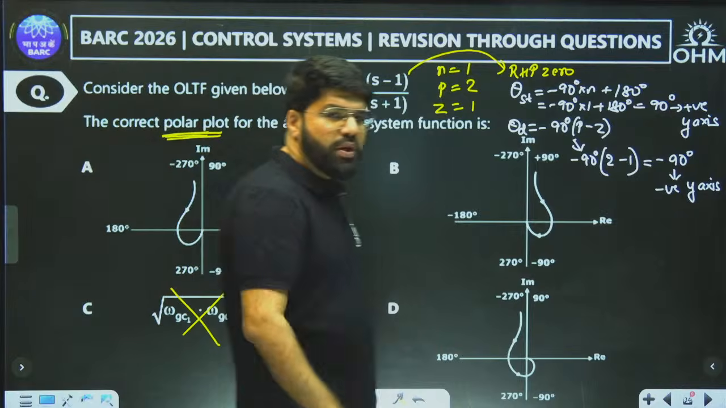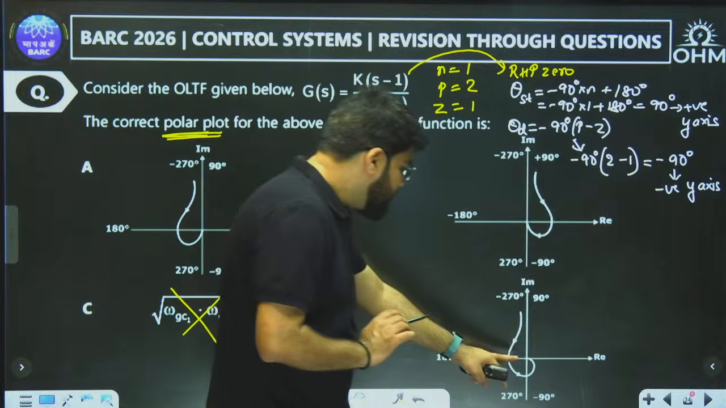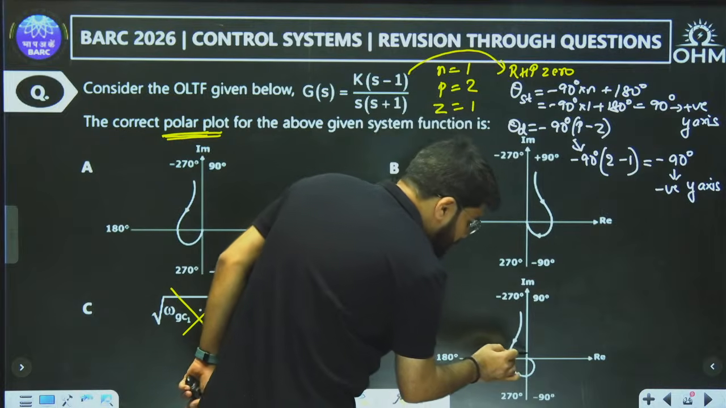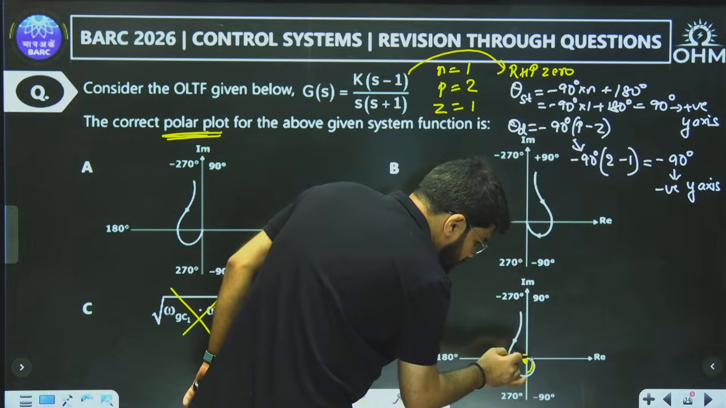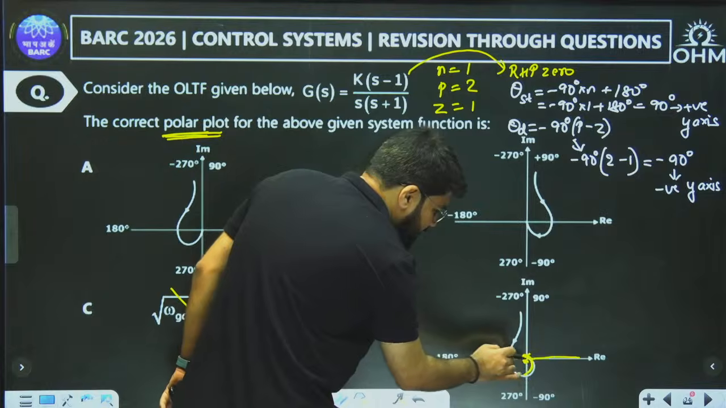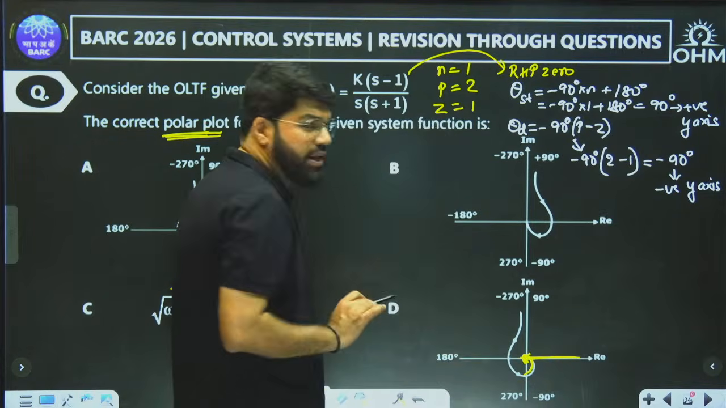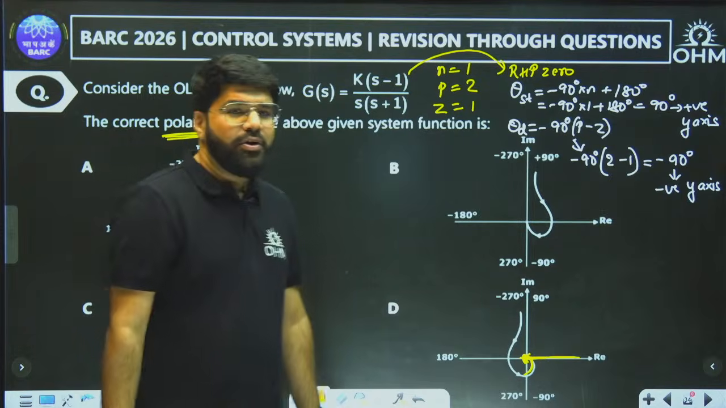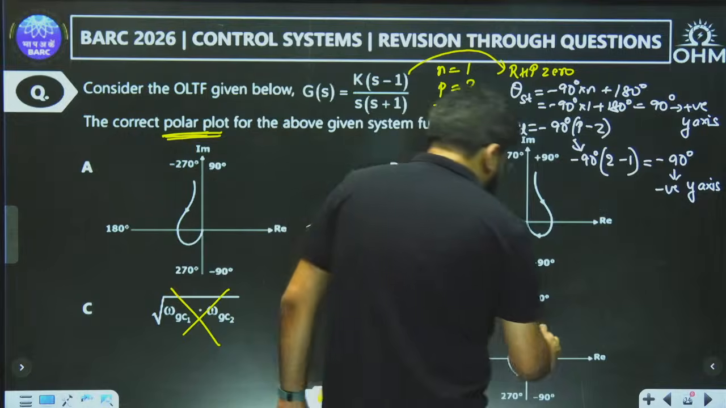What is important here is, if you are able to see this, when you dive into the origin, what is the angle? You are diving along the positive x-axis, that is 0 degree. Positive x-axis means 0 degree. So that means this cannot be the correct answer.